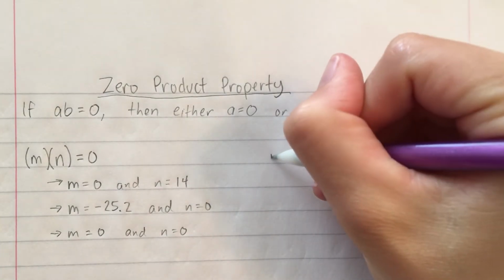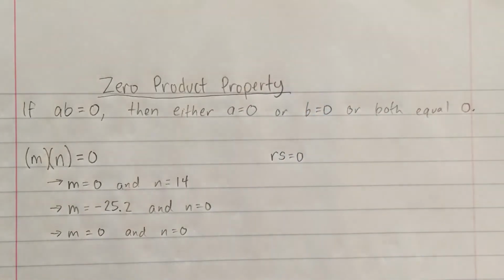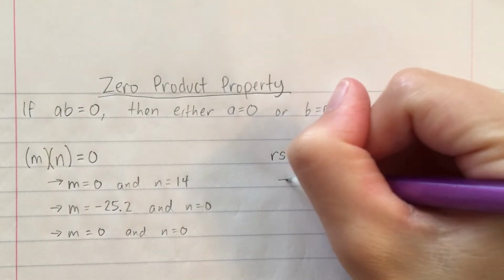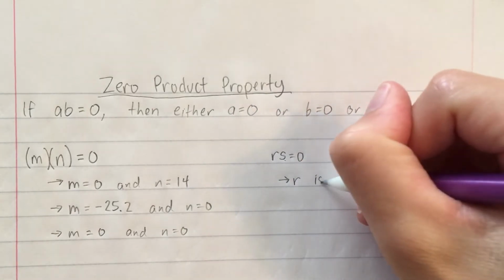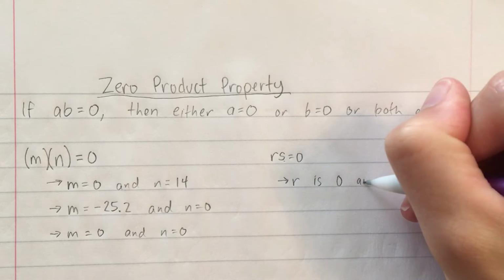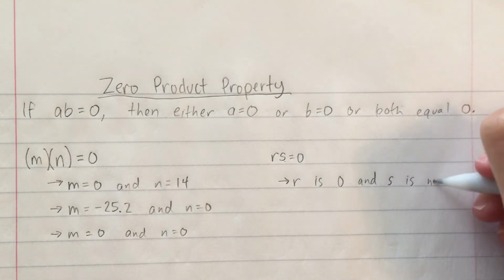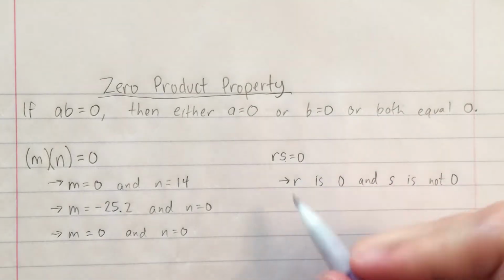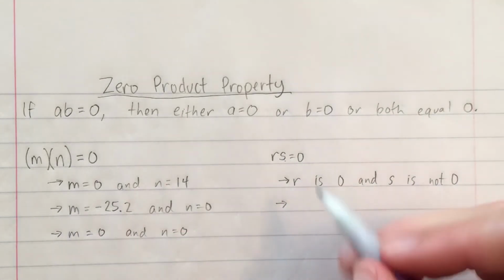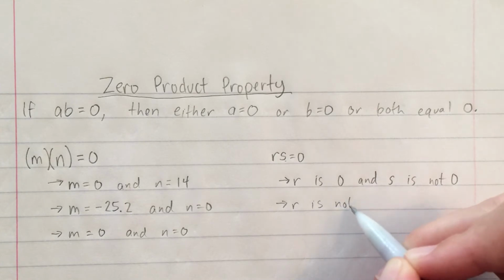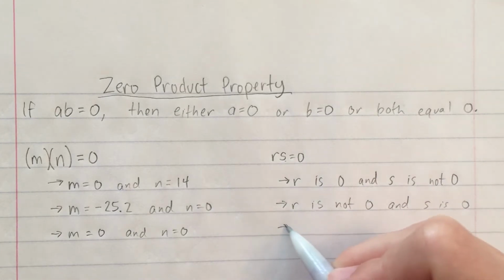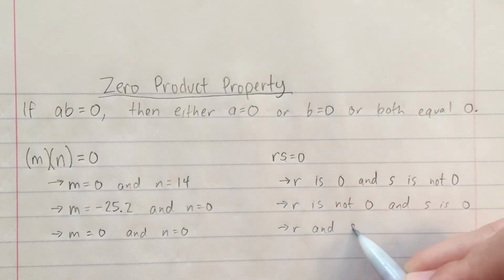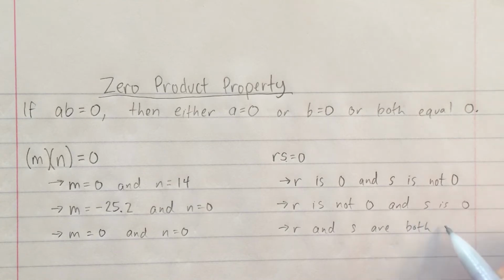Let's do one more example and talk about it in words, because as we get deeper into this, thoroughly understanding this and seeing it over and over again is going to be a big benefit. So again, if we have r times s, again, these are just numbers we don't know. One possibility is r is 0 and s is not 0. Notice I'm doing the same thing I did here, just in words instead of using math symbols. I could say r is not 0 and s is 0. Or another possibility, r and s are both 0.